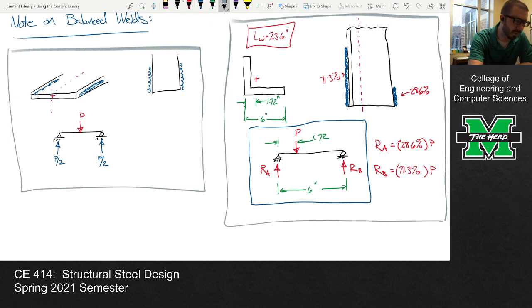All right, yeah, 71.3. Actually, I guess if you rounded, this one would be 28.7. It doesn't matter. That's close enough, because you're going to end up calculating those weld lengths and then rounding it to the nearest inch anyways.